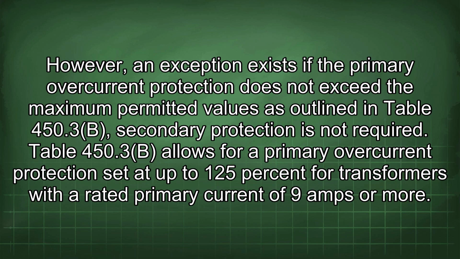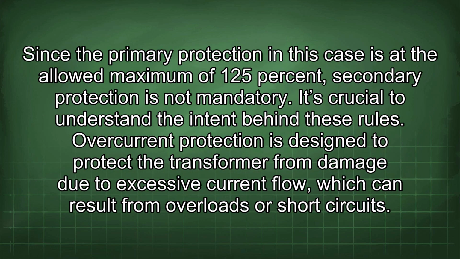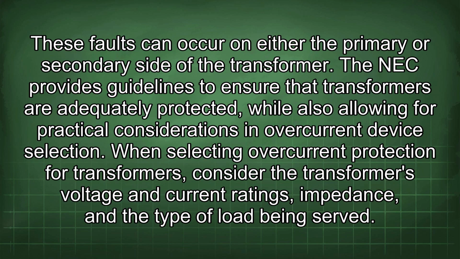Table 450.3b allows for primary overcurrent protection set at up to 125% for transformers with a rated primary current of 9 amps or more. Since the primary protection in this case is at the allowed maximum of 125%, secondary protection is not mandatory. It's crucial to understand the intent behind these rules. Overcurrent protection is designed to protect the transformer from damage due to excessive current flow, which can result from overloads or short circuits. These faults can occur on either the primary or secondary side of the transformer.